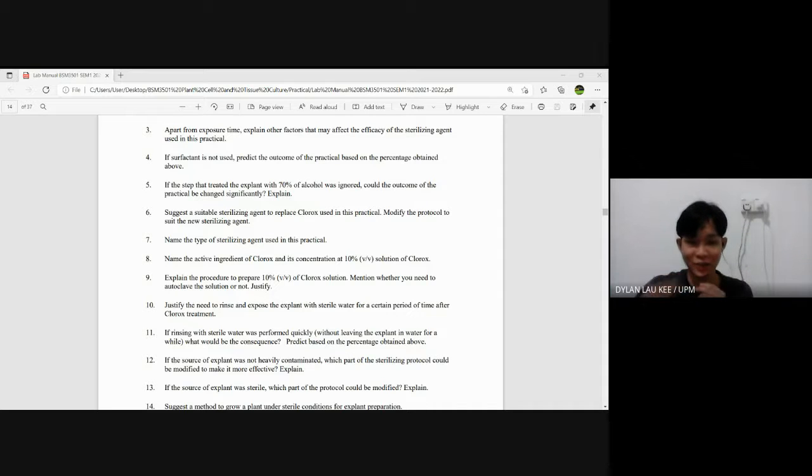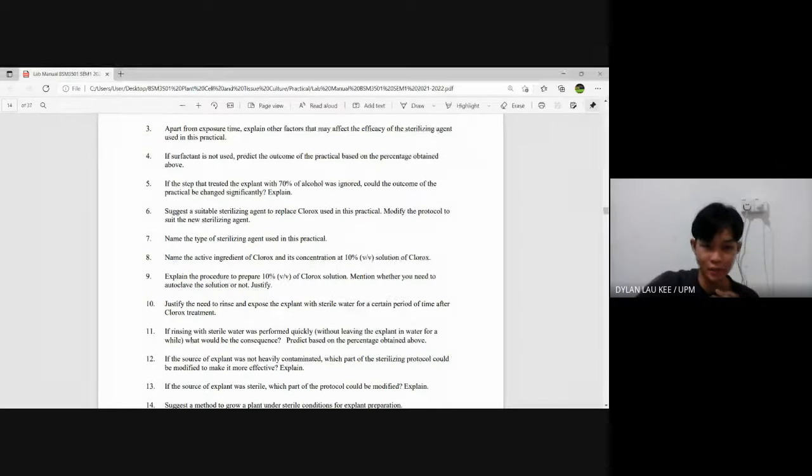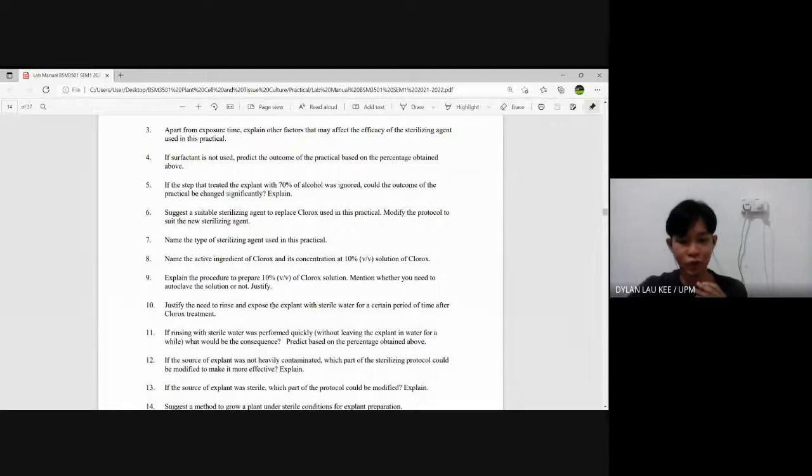Anyone has anything to add on? Okay, no. Any question? No. Okay. So move on to question number 13. If the source of the explant was sterile, which part of the protocol could be modified? Explain.